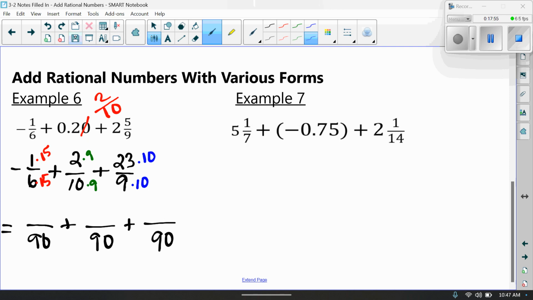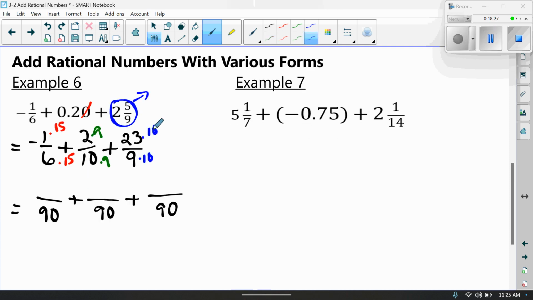So now, you guys, we can finish our fractions. By the way, don't forget to put a negative here. So that's 1 times 15, of course, is 15. And then 2 times 9 is 18. And then 23 times 10 is 230. Okay.